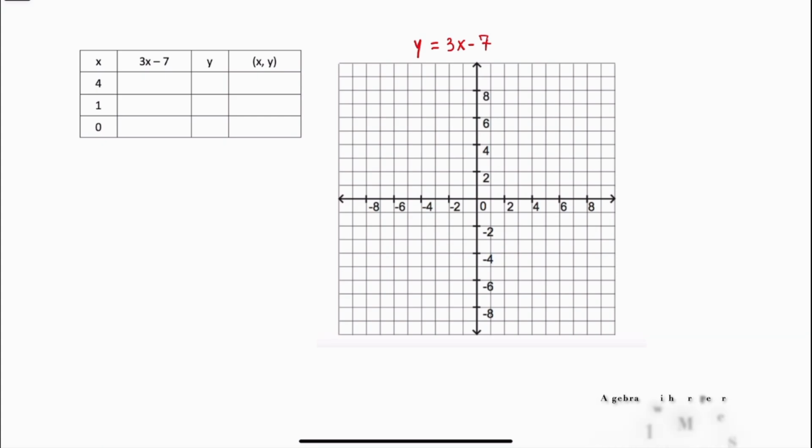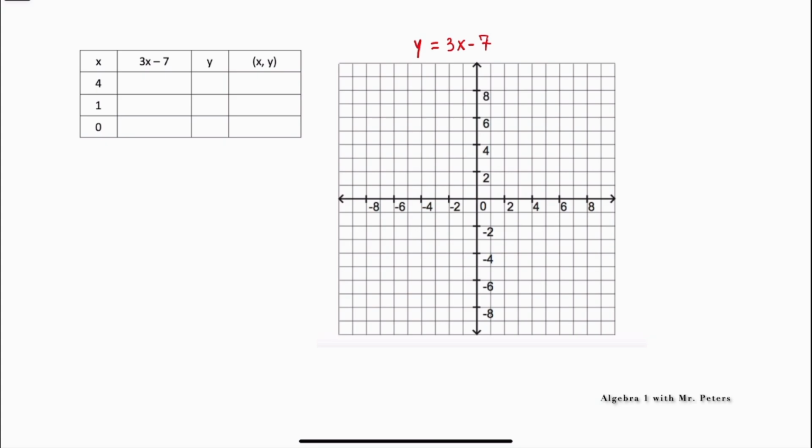What's good, math family? In this video, we're going to show you how to graph linear equations using tables. And at the end of this video, we're also going to show you how to determine if a point is a solution to an equation and if it falls on the line.